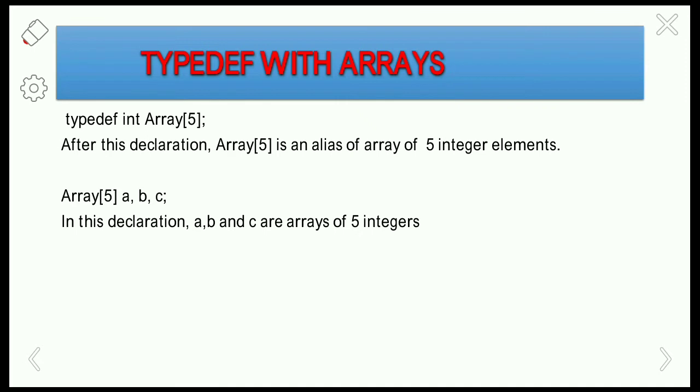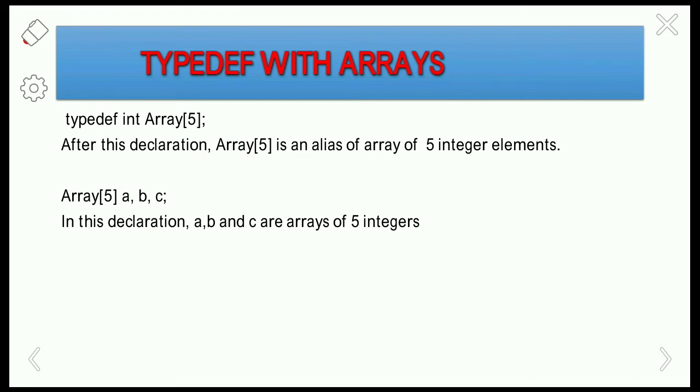Okay, so next one is typedef with arrays. So typedef int array of 5. We are considering typedef int array of 5. Instead of using the int in the program, we are taking the array of 5. The syntax is same for all the data types, for primitive as well as array, structures and pointers. So wherever we have to use the int in the program, we are replacing it with the array of 5. After this declaration, array of 5 is an alias of array of 5 integer elements.